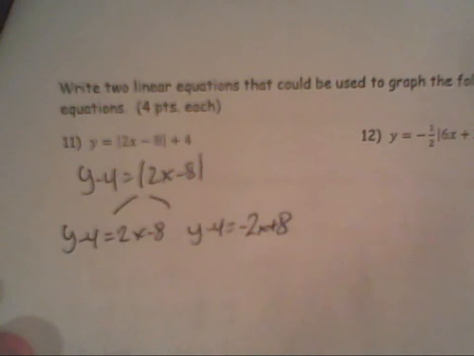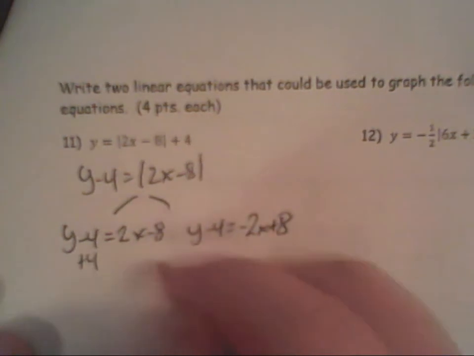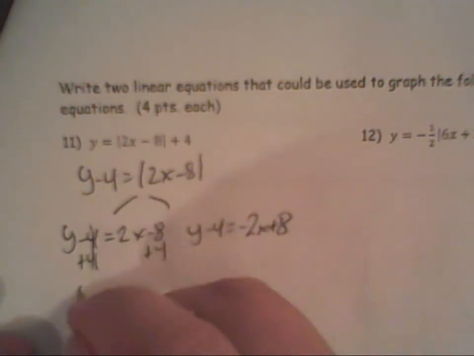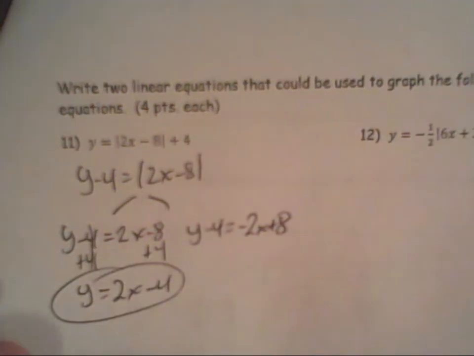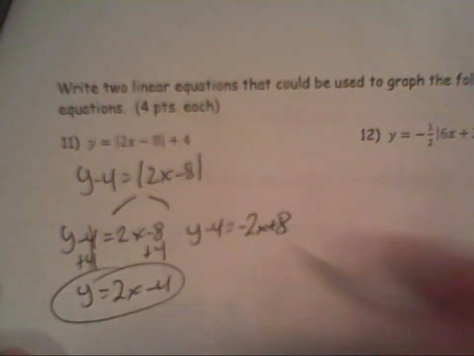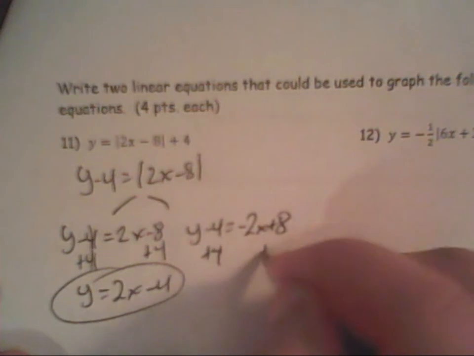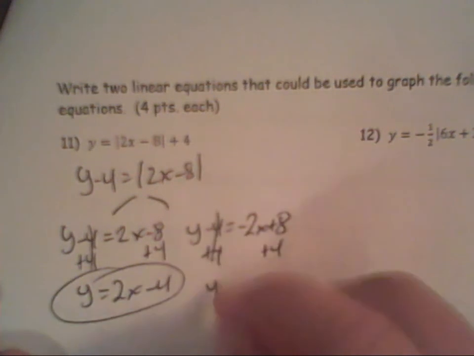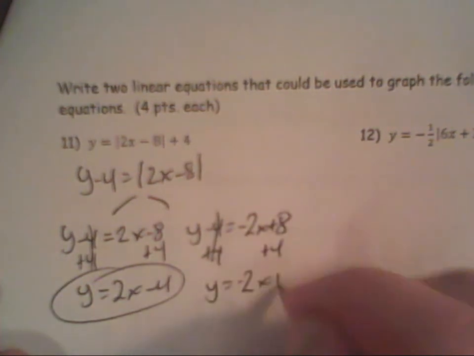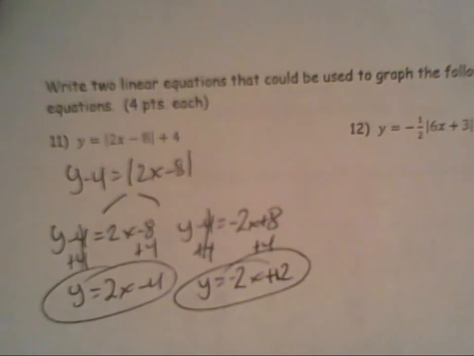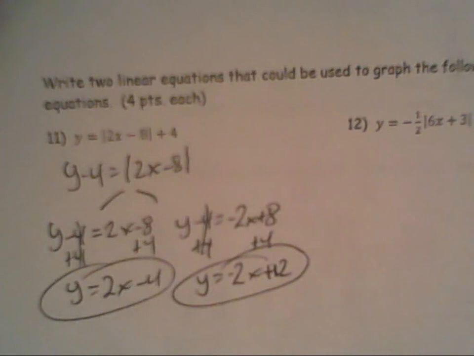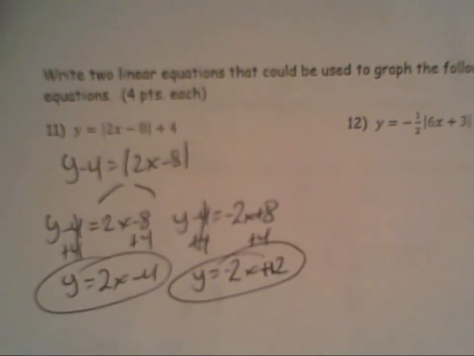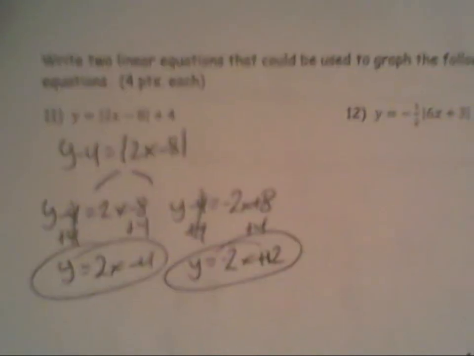Then putting it in slope-intercept form, if I add 4 to both sides here, I'll have y equals 2x minus 4. That's one equation. Then the other equation would be, if I add 4 to both sides to get this y by itself, I'd have y equals negative 2x plus 12 for my other equation. So those are my two equations for number 11.